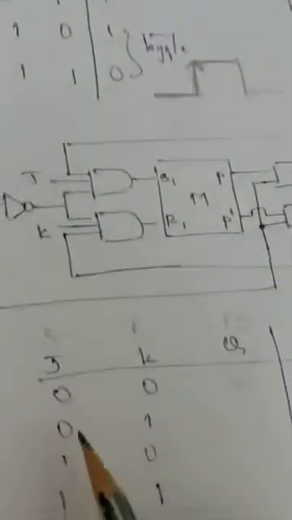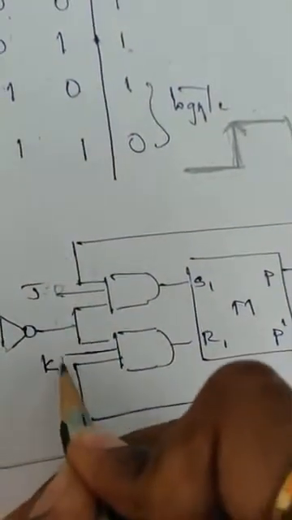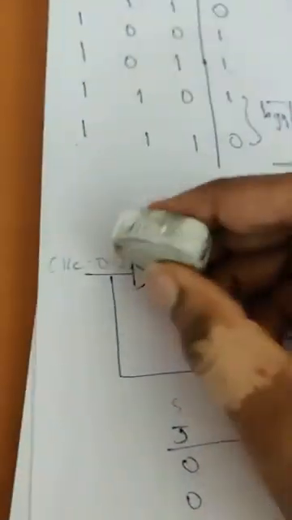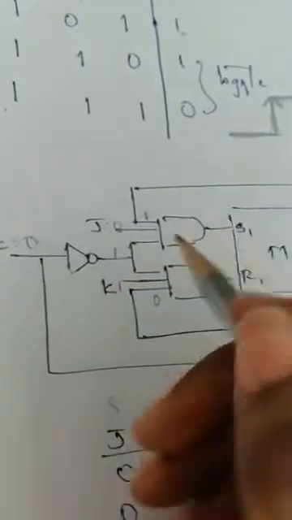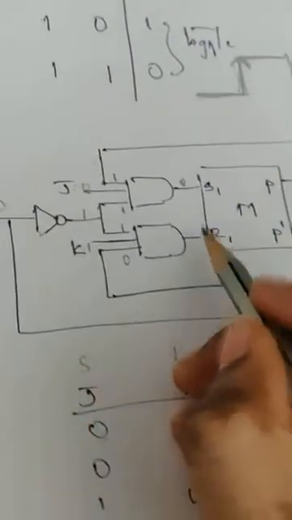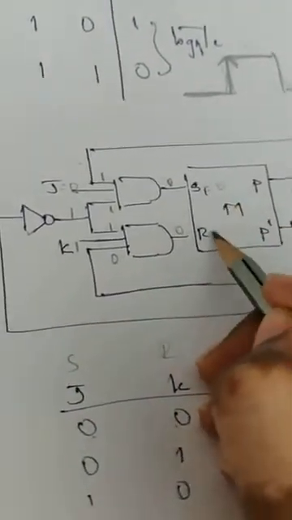Okay, so let me go with the next condition, J is equal to 0, K is equal to 1. Look at this connection, it is from Q. Q is equal to 0, right? So write 0 here. This is Q bar. If Q is equal to 0, Q bar is equal to 1. Right now the clock is 0, which means this will get 1. So this will be 1 and this will be 1. So 1 0 1 is 0, 1 1 0 is 0, S is equal to 0, R is equal to 0.